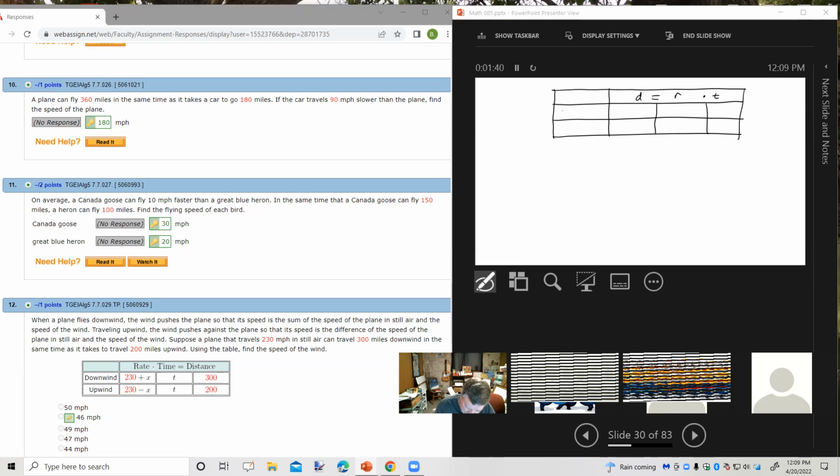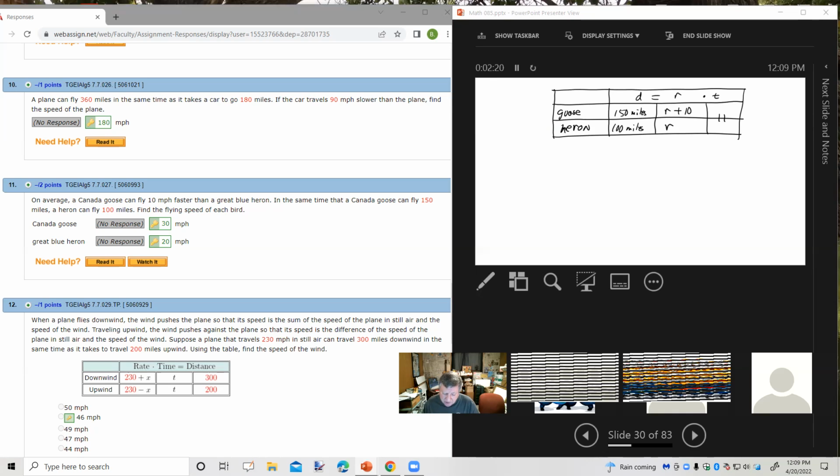We've got the goose and the heron. All right. Canada goose can fly 10 miles an hour faster than a great blue heron. So if the heron goes that fast, the Canada goose would be that fast plus 10. In the same time, so the times are equal, that a Canada goose can fly 150 miles, a heron can fly 100 miles. Find the flying speed of each bird.